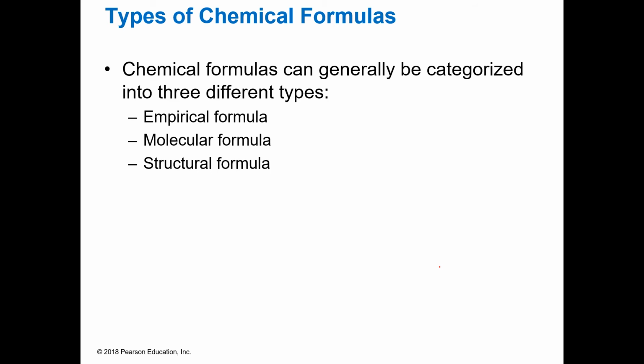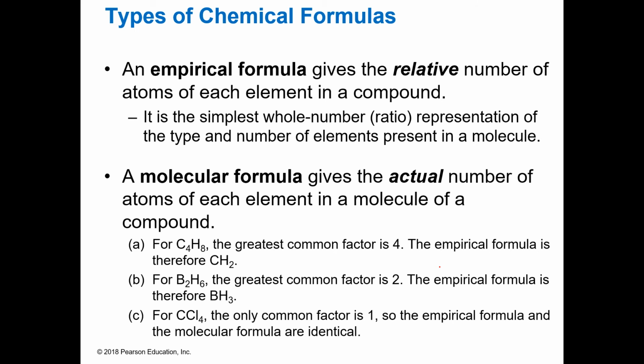Now, our chemical formulas can be represented in 3 different ways. We can look at the empirical formula, the molecular formula, and the structural formula. Let's talk about the differences. The empirical formula gives the relative number of atoms for each element. So this is their simplest ratio. For example, if I have carbon monoxide, the empirical formula is showing me that I have 1 carbon for every oxygen.